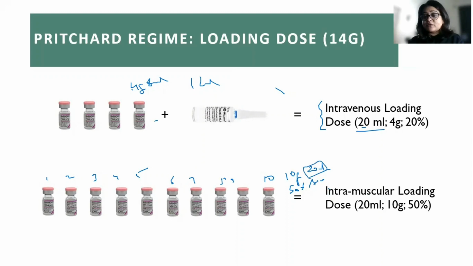This is our loading dose intramuscular. So see, the IV loading dose is also 20 ml because we diluted it, and the intramuscular dose is also 20 ml. And if we divide this in half, 10 ml in one buttock and 10 ml in the other buttock.